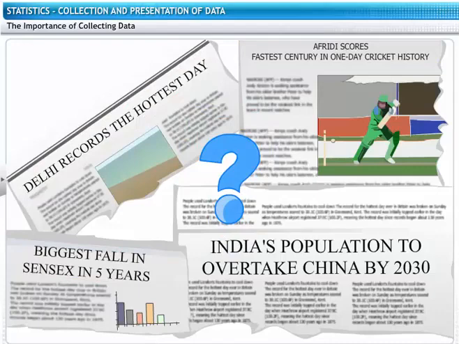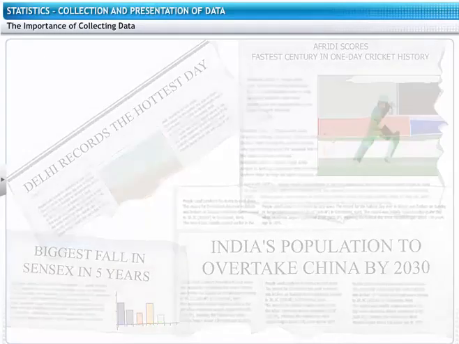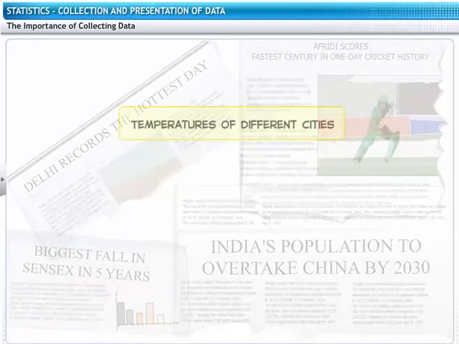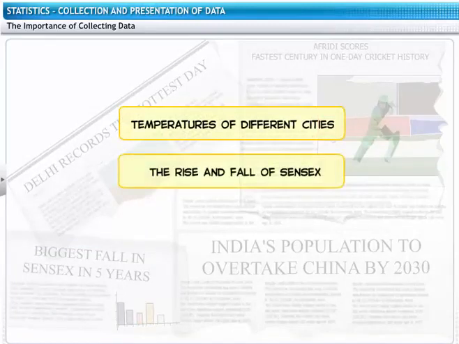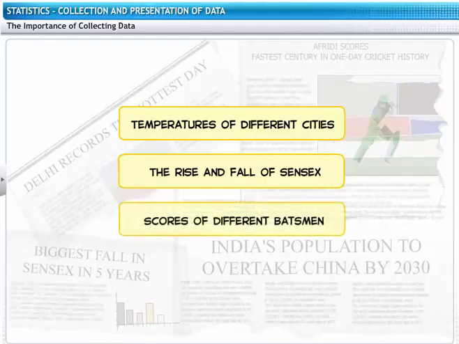Have you ever wondered what makes such headlines possible? These headlines are possible only because some people or organizations are continuously maintaining a record of quantities like temperatures of different cities, the rise and fall of Sensex, scores of different batsmen in different matches, or the population of India.